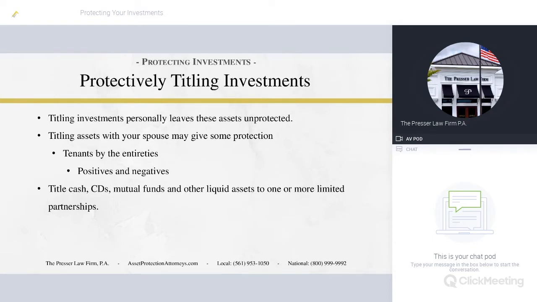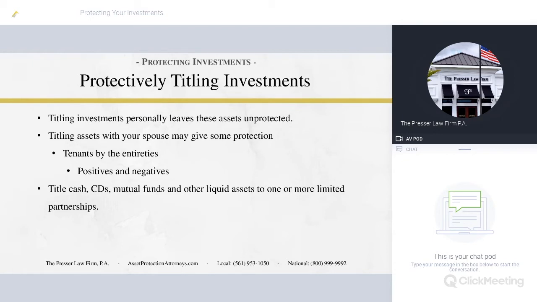If you own it, and I'll touch a little bit upon this today too, if you, instead of owning it in your personal name, you own it in a revocable trust, then that too is unprotected from an asset protection standpoint. That'll be fine from an estate planning standpoint, but it does not give you asset protection. So that's not the way to own your investments.